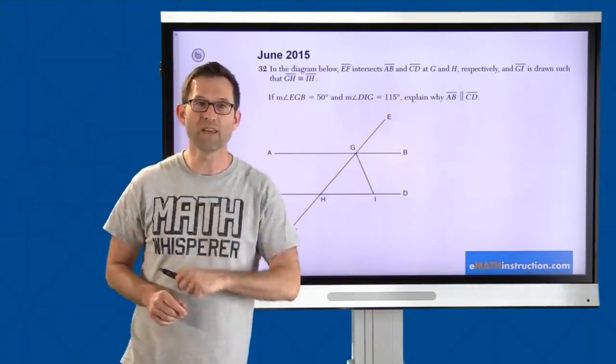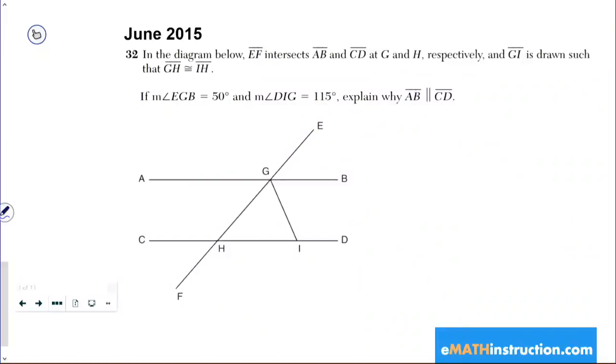June 2015, last problem on this. Number 32, in the diagram below, segment EF intersects segment AB and segment CD at G and H respectively. Isn't this nice? It's all respective. And GI is drawn such that GH is congruent to IH. That's an important piece of information that they've given us here. If the measure of angle EGB is 50 degrees and the measure of angle DIJ is 115 degrees, explain why AB is parallel to CD.